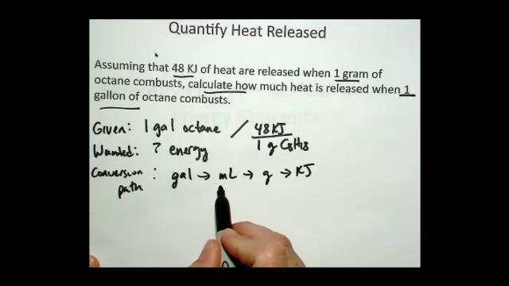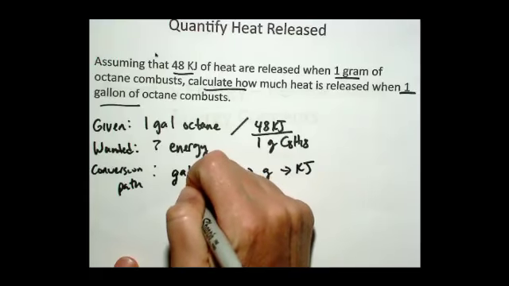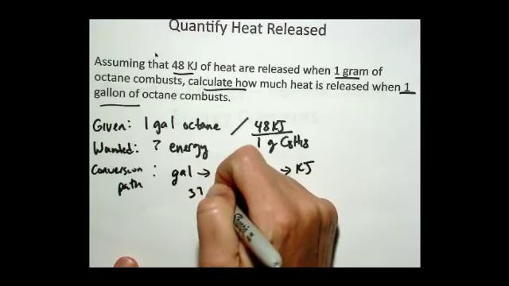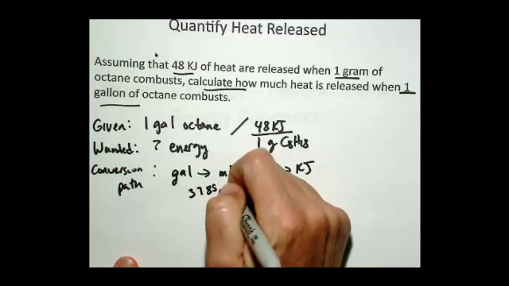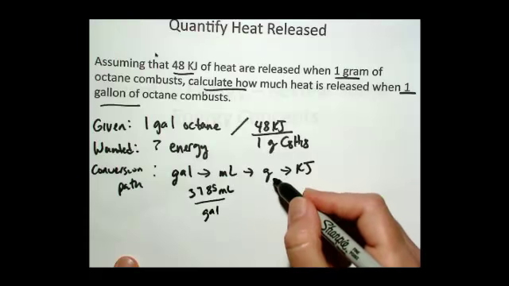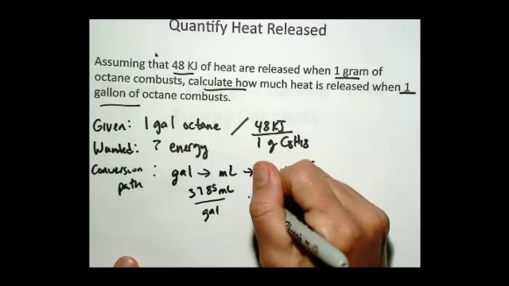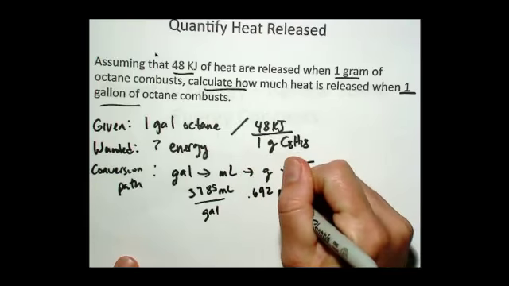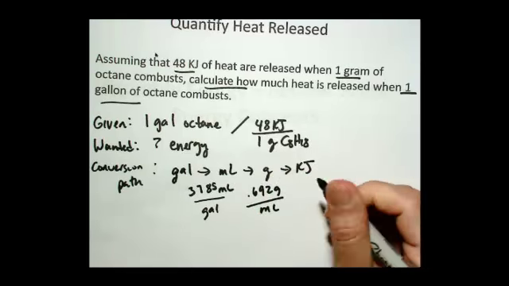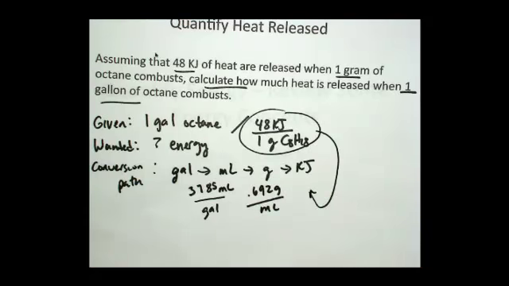Okay, and so the gallon to milliliter unit conversion, that's going to be what we looked up the last time we did this kind of conversion, and that was that there are 3,785 milliliters in a gallon. And then to get from milliliters to grams, you can use your density of octane, which was given in a previous example, 0.692 grams per milliliter. And then to get from grams to kilojoules, we have this conversion factor right here that we can use.